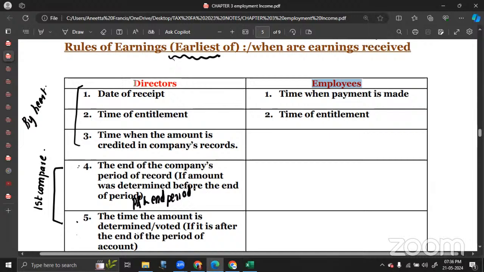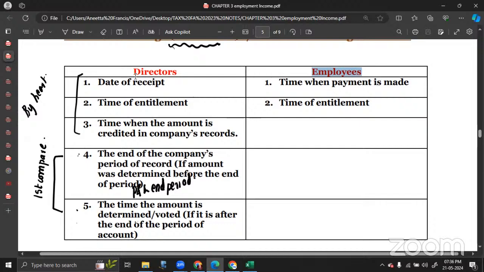If you are a director, which will be very clearly said in the question, you have to take 5 dates. Of those 5 dates, 4 dates are to be used for comparison, and then you look at the earlier date. And for the earlier date, you have to check to which tax year that falls, and in that tax year you will have to show the bonus as your assessable income.